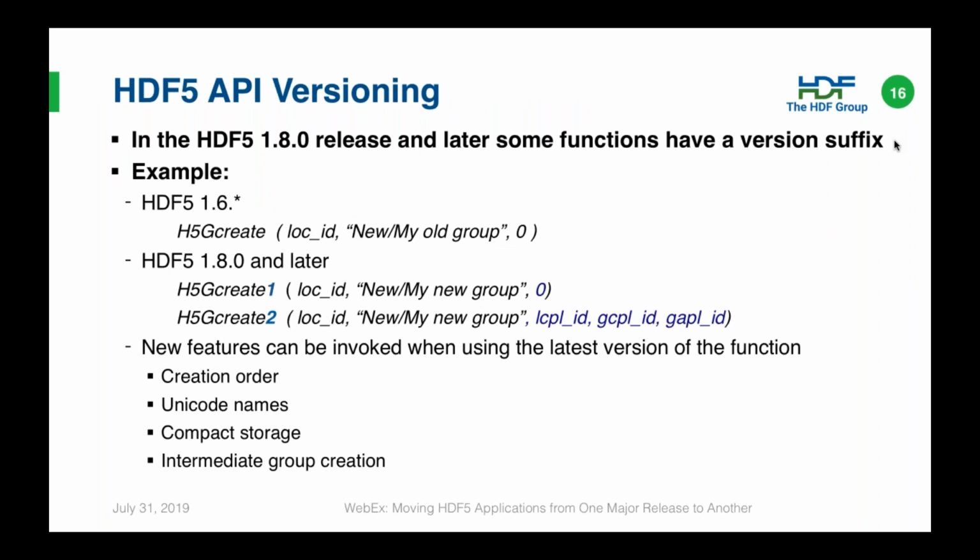Now, I mentioned that sometimes we have to change APIs, and 1.8 was the biggest disruptive release in this sense, because we introduced versioning to many common APIs. For example, in 1.6, in the first releases of HDF5, we had only H5G create. In 1.8.0, we have H5G create with versions 1, 2, and some APIs in 1.12 will have even version 3 for references. Why do we need to do this?